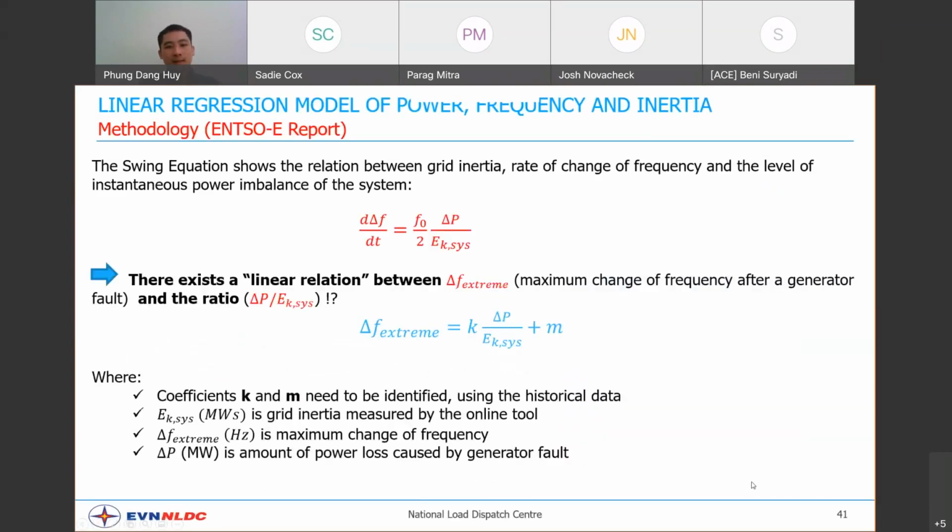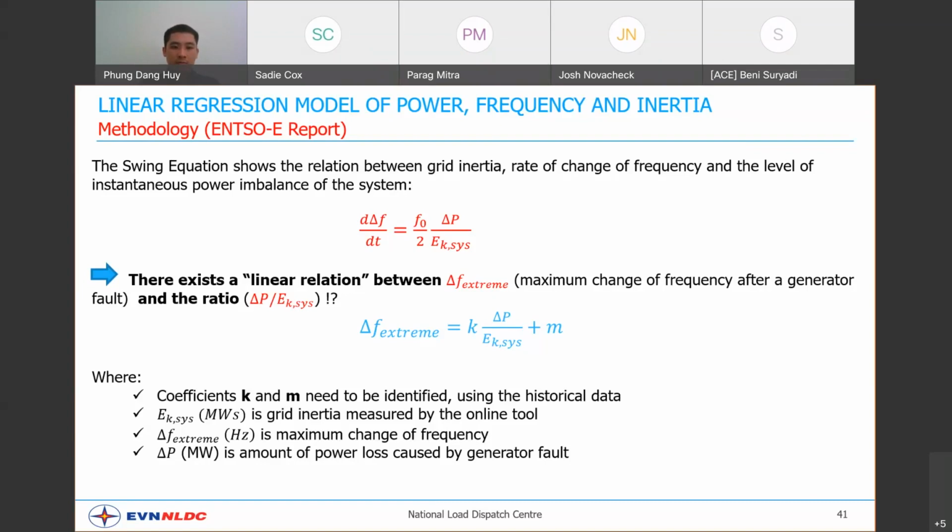And the methodology, we studied it. We learned from the ENTSO-E report on the inertia monitoring in Europe, and from the swing equation that everyone knows, it can have a linear relation between the change of frequency and the loss of power and the grid inertia, the online grid inertia, which the formula is shown in the slide, the blue color formula.